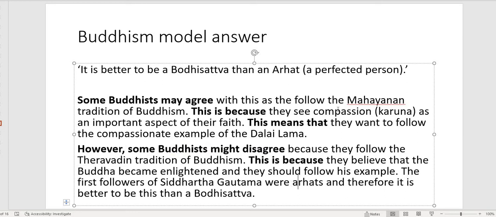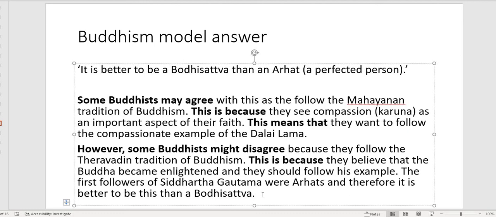So, let's use a capital there. So, what I've done is, the first followers of Siddhartha Gautama were arhats, and I got a bit lost. So I looked back at the question. It is better to be a bodhisattva than an arhat. Okay, and therefore it is better to be this than a bodhisattva. I've tied it back to the question, which helps me stay on track.